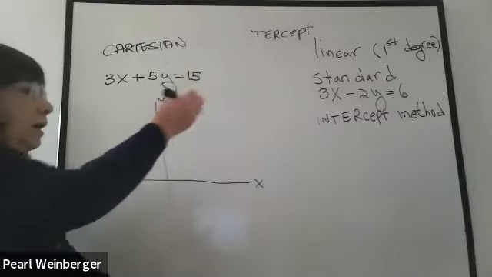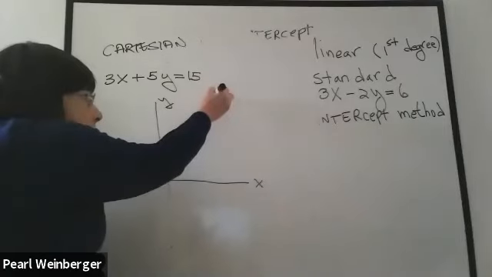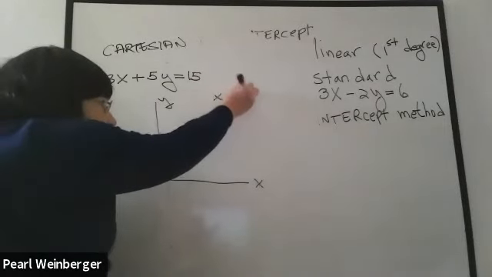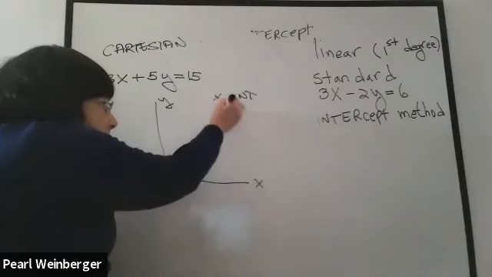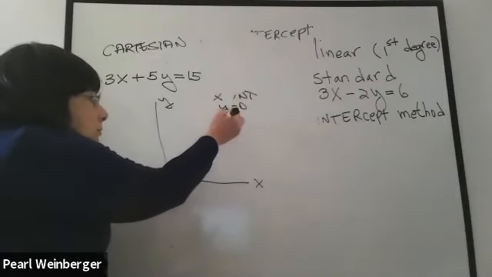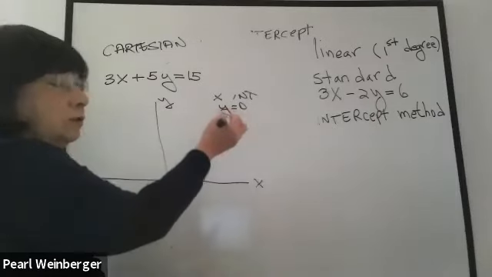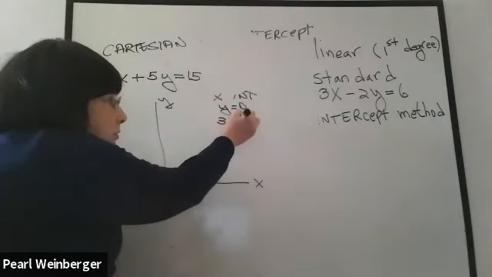Okay, so how am I going to find that? If y equals 0, then, okay, we're finding the x-intercept by putting y equal to 0. And what are you getting? I did 3x and 15 by 3. 3x. And 15 by 3.